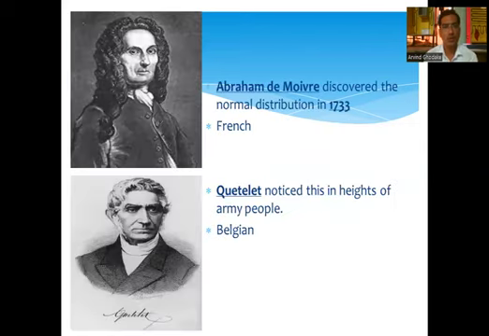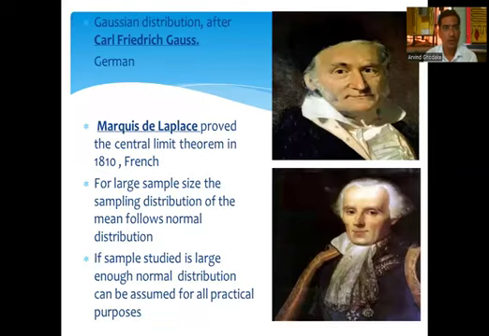Now we will see the history. Abraham de Moivre, a French scientist, first discovered the normal distribution in 1733. Second is Quetelet, who noticed this in the heights of army people. He was from Belgium and did tremendous work on the distribution curve. Next is the Gaussian distribution, developed by Carl Friedrich Gauss, a German scientist. Then Laplace, a French scientist, proved the central limit theorem in 1810.